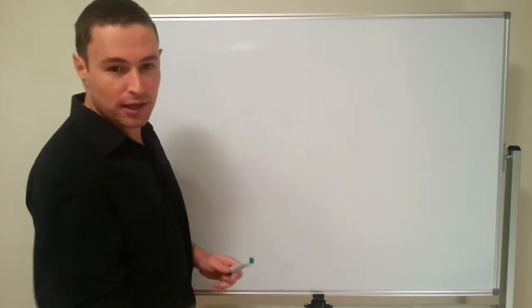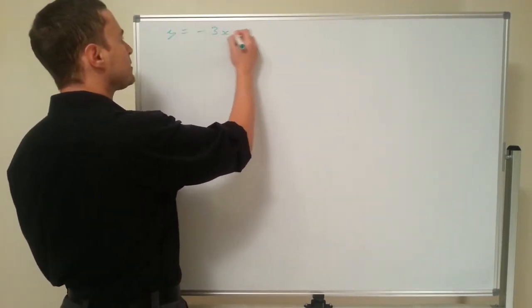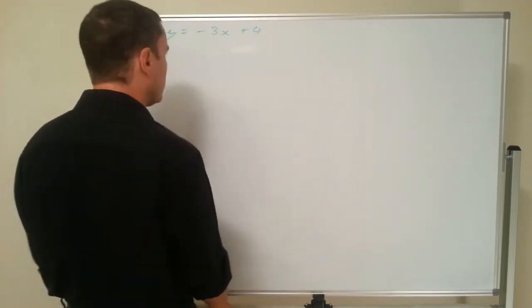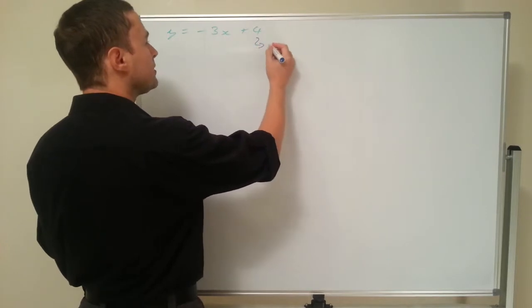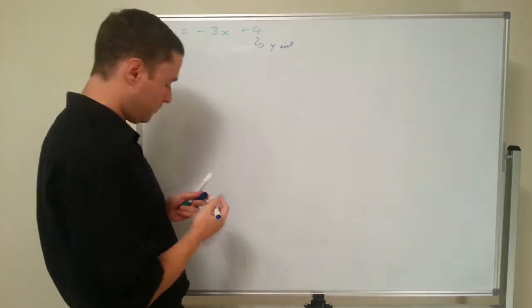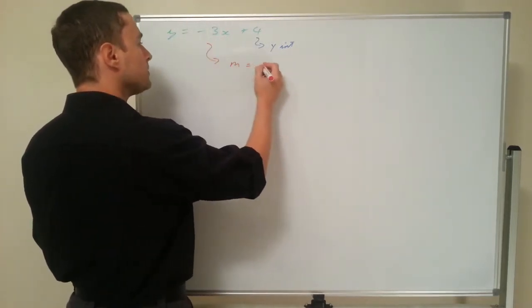The next one I want to do is y equals minus 3x plus 4. Okay, so again, what are you thinking about here? What is your thinking? Firstly, well, there's my y-intercept, the c value, positive 4. Okay, and then what's my gradient?